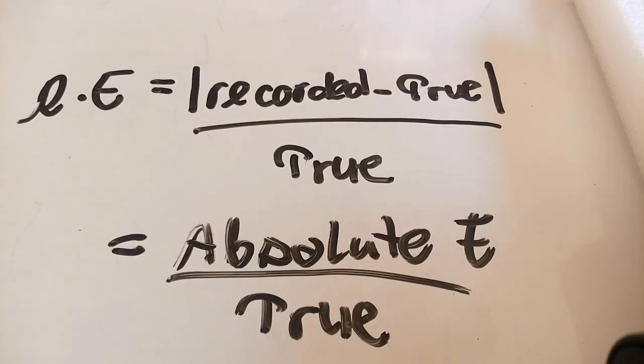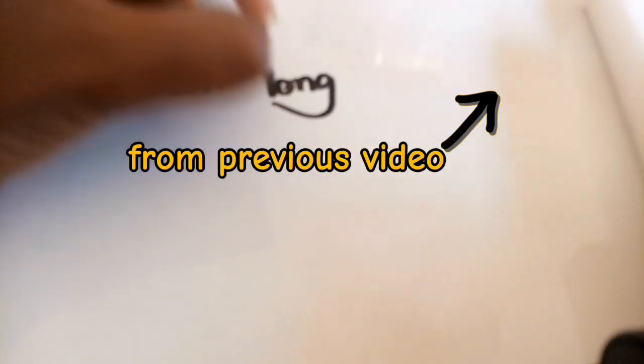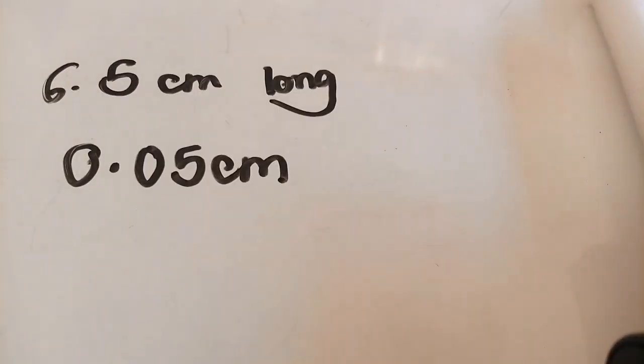Let me give you an example. Remember that piece of wood which I said was 6.5 centimeters long. Now if they tell us to find the relative error of that same piece of wood, we said that relative error is equal to absolute error over the true value. Our absolute error, which we found in the previous question, was 0.05 centimeters.